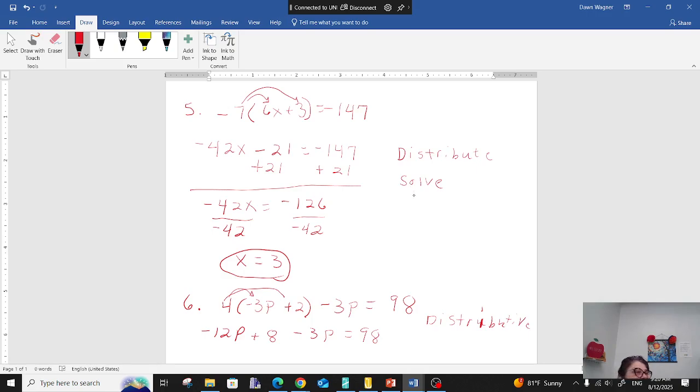What do I have to do before I start crossing over the equal signs? I have to combine like terms. Combine like terms.